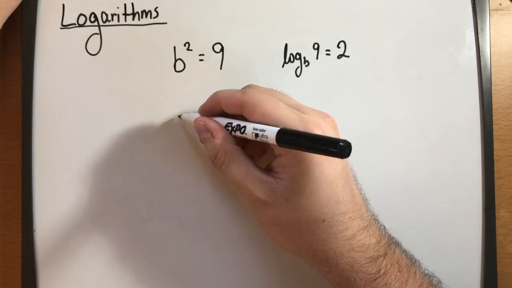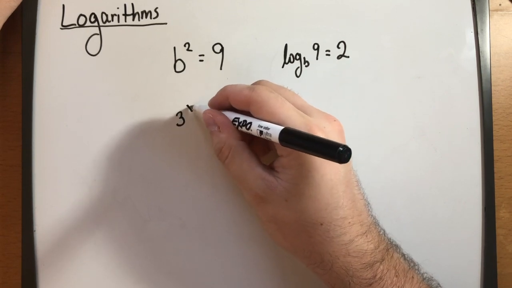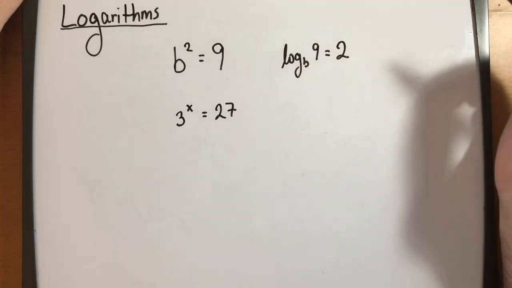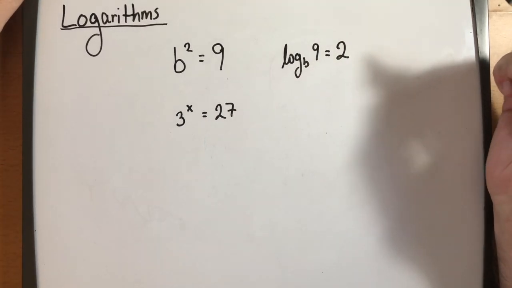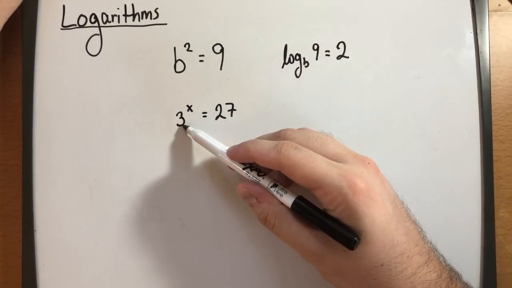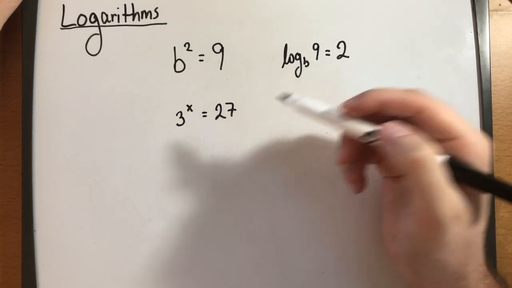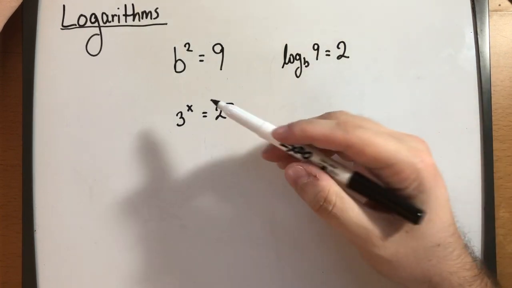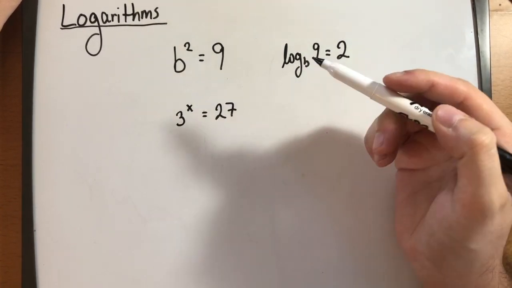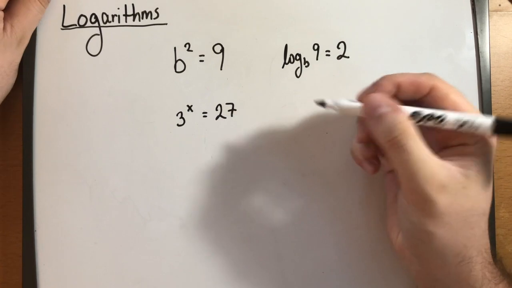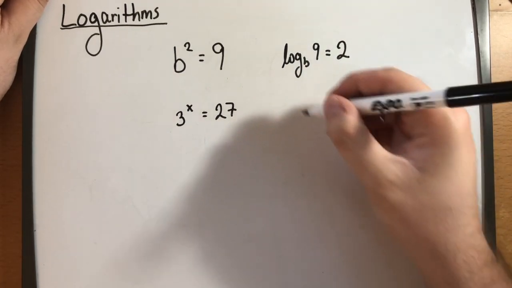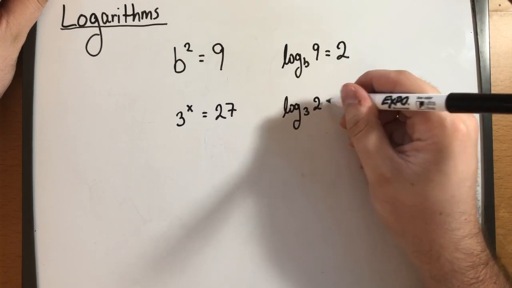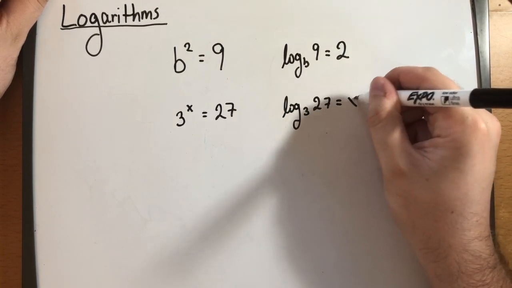Let's take, for example, 3 raised to the x is equal to 27. So here we're trying to solve for, what do we have to raise 3 to so that it is equal to 27? The answer, of course, is 3. We know x is 3 because 3 raised to the 3 is 27. But if you wanted to rewrite this as a log, you would say log base 3 of 27 is equal to x.